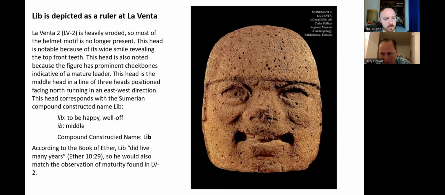Basically, if you're using the geography, it actually matches better. It matches better because it says the city was near where the sea divides the land, and there's an estuary right there. So La Venta is what it's called geographically in Mesoamerica. Yeah, that's the name it's given.